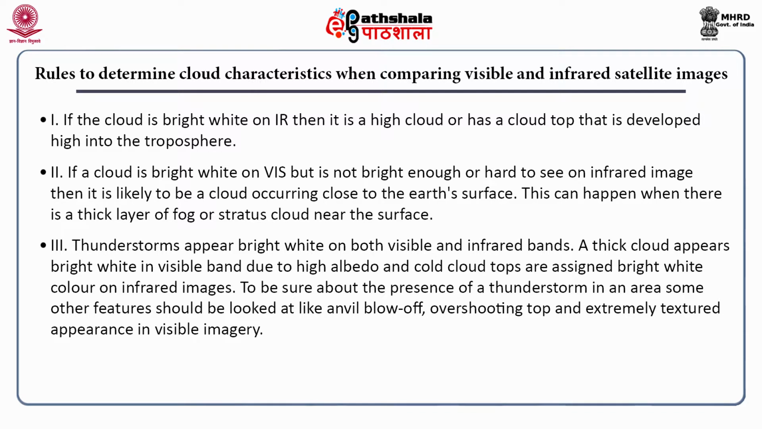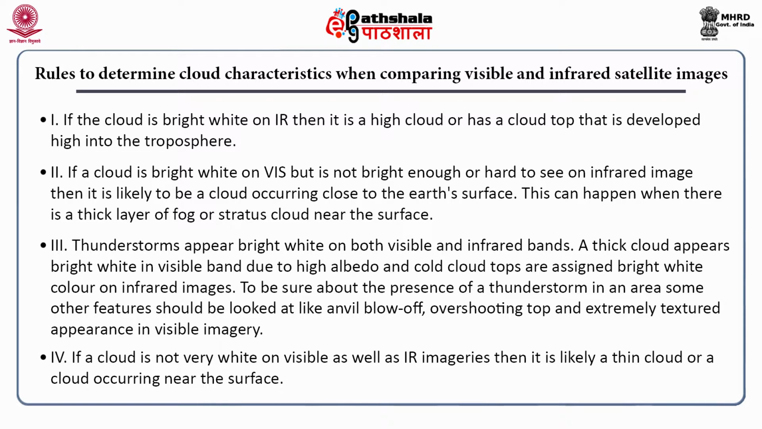Thunderstorms appear bright white on both visible and infrared bands. A thick cloud appears bright white in visible band due to high albedo, and cold cloud tops are assigned bright white color on infrared images. To be sure about the presence of a thunderstorm in an area, some other features should be looked into, like anvil blow off, overshooting top, and extremely textured appearance in visible imagery.